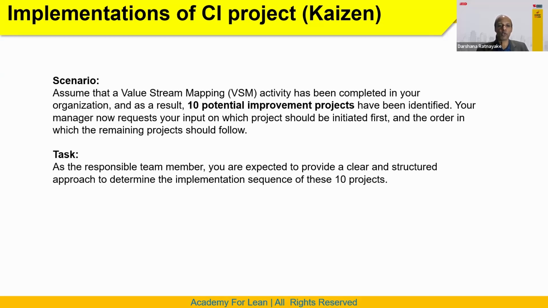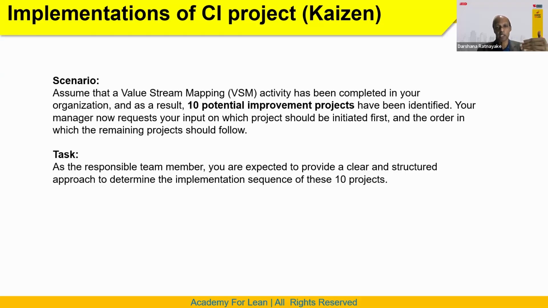So your manager now requests your input, because there are 10 projects but we don't know which project we want to do first. And maybe to drive all the 10 projects, we don't have the time or the people. Therefore, we need to reduce the 10 projects to 5 or so and execute. But we don't know which project to take to implement. For that scenario, we can use this prioritization matrix. So your manager now requests your input on which project should be initiated first and the order in which the remaining projects should be followed.